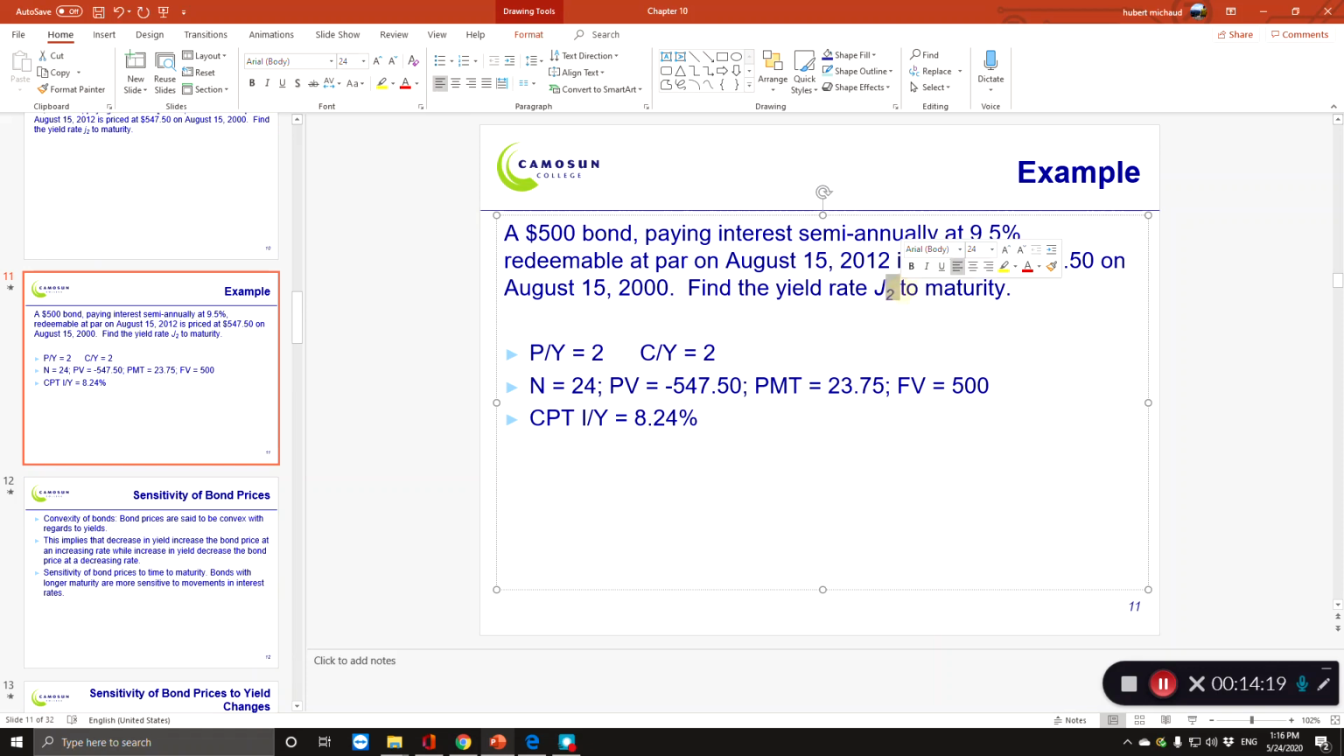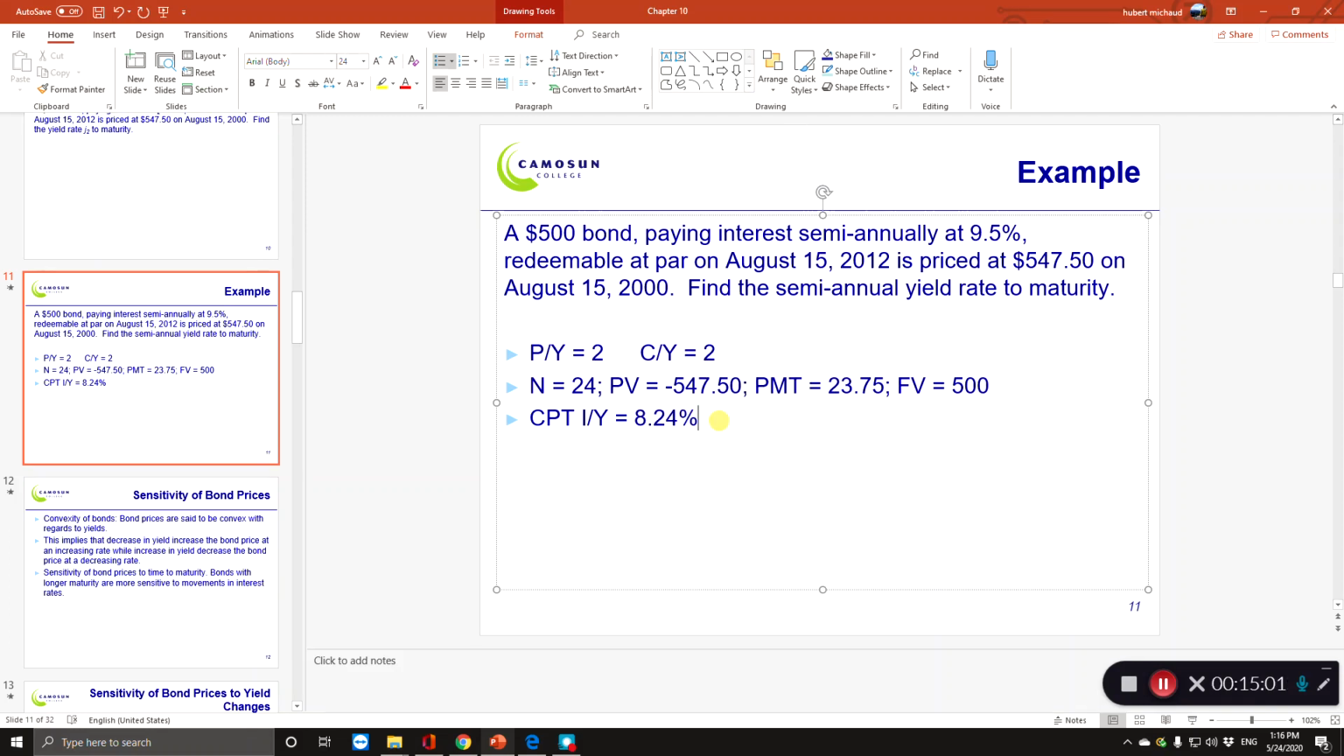Find the yield to maturity, the semi-annual yield rate to maturity. Okay. So we want a semi-annual yield rate. C over Y is 2. The payments are 2 per year. Okay, the payments are 9.5% times 500 divided by 2. That should be 23.75. There's 12 years of payments, times 2 payments per year. There's 24 payments. The PV, the price people are willing to pay for this bond today, is 547.50, and they will receive $500 at the end. We can solve for the rate of return.